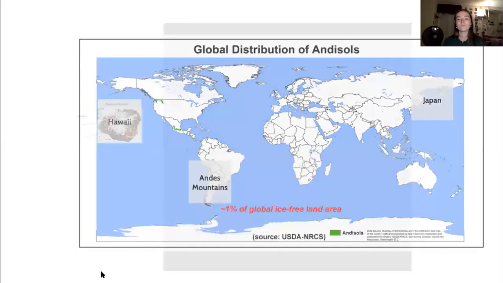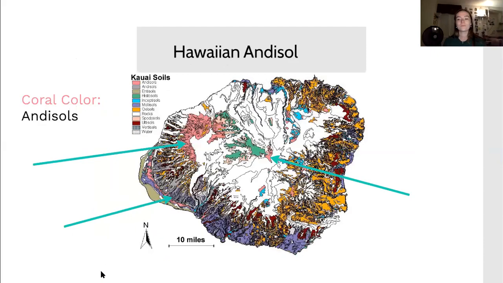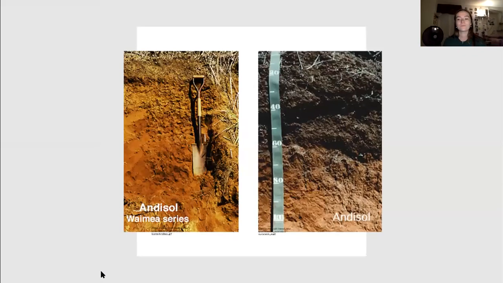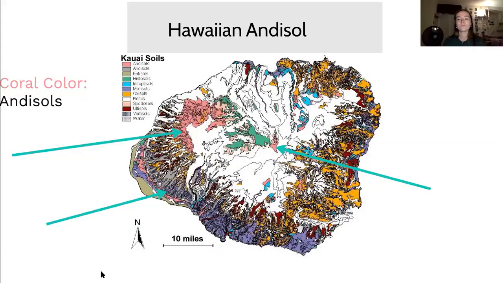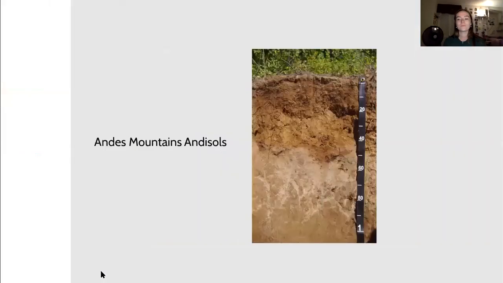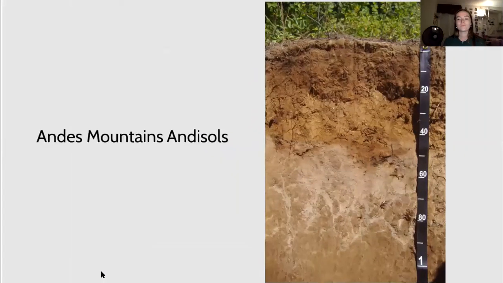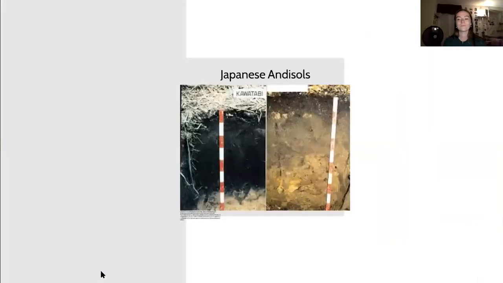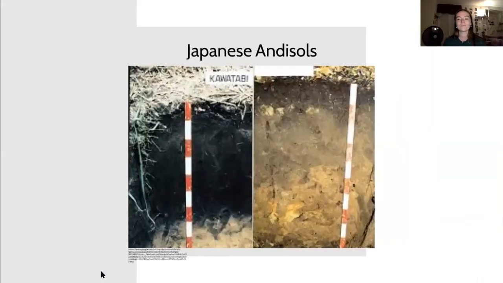So let's go to Hawaii. Here in Hawaii, the coral color is the andisols. I have included 2 soil profiles of Hawaiian andisols. Next, we'll go to the Andes Mountains. Here I have included a profile of the Andes Mountains andisols. Finally, we'll go to Japan, where we have 2 soil profiles of andisols.